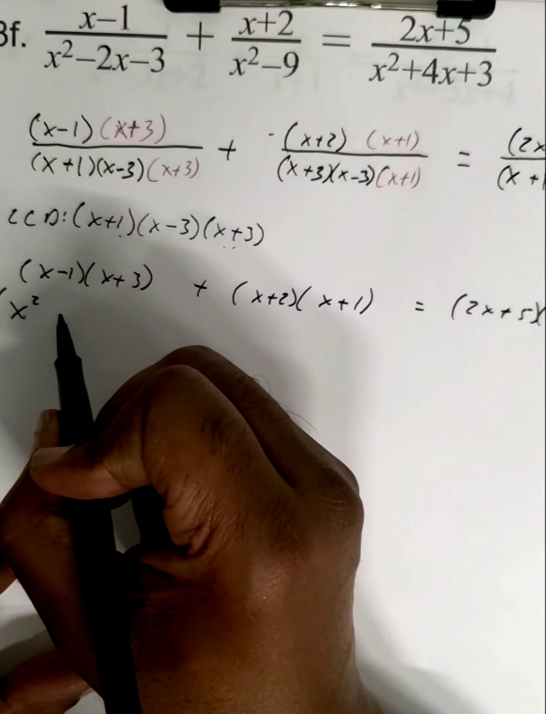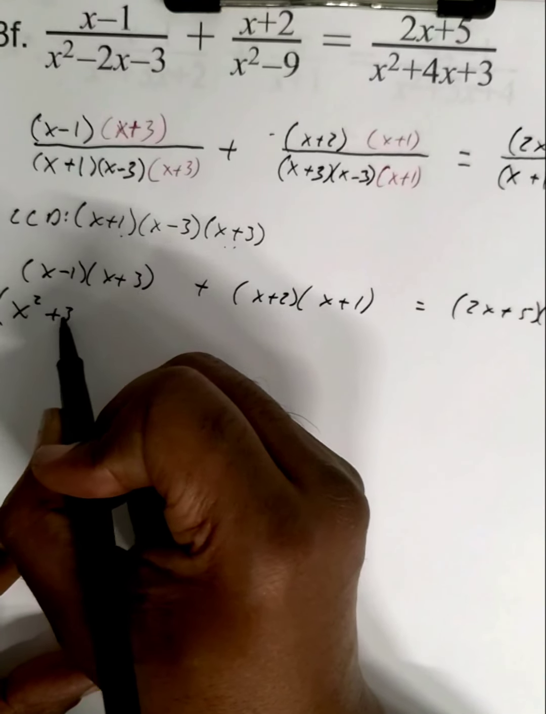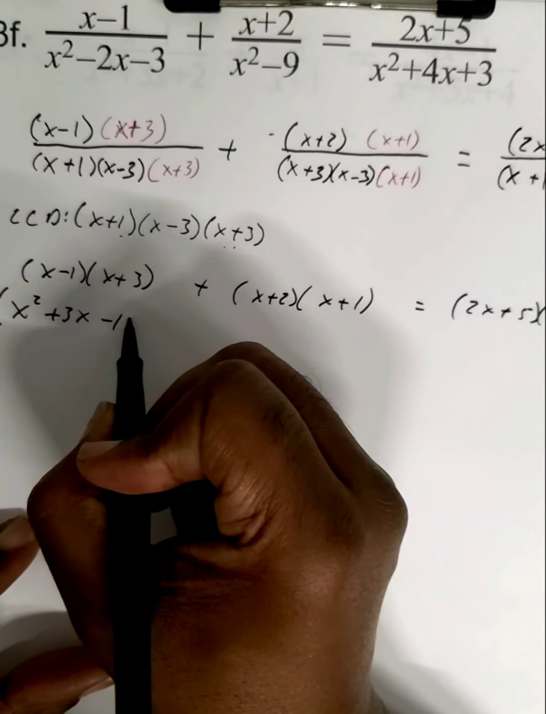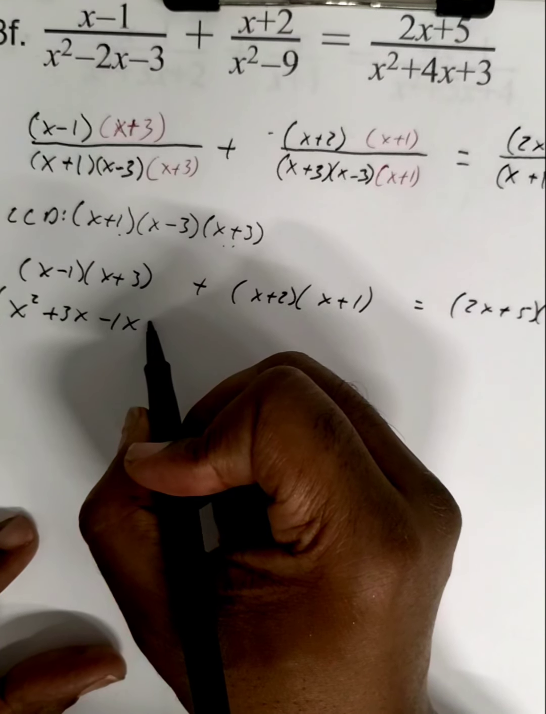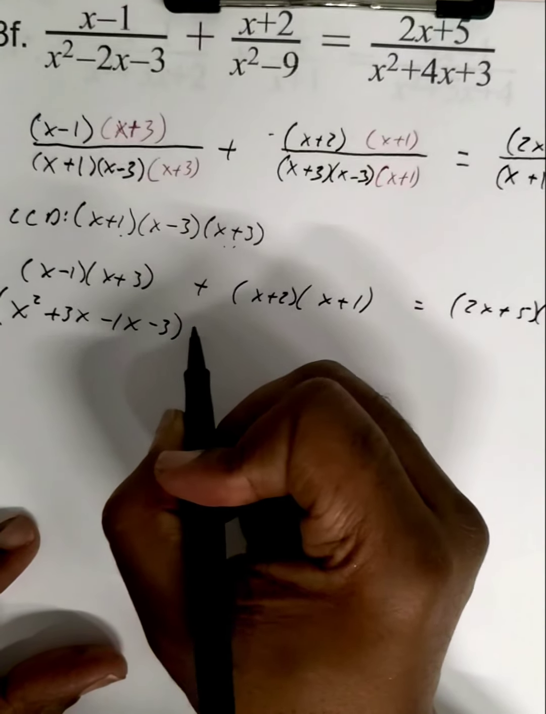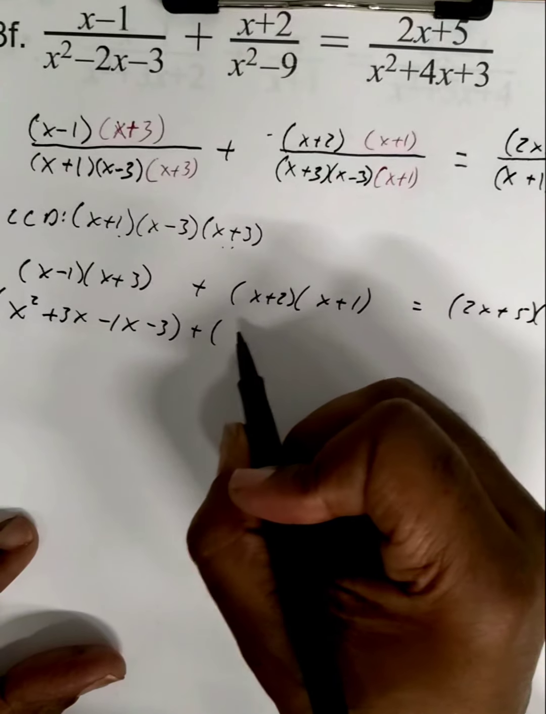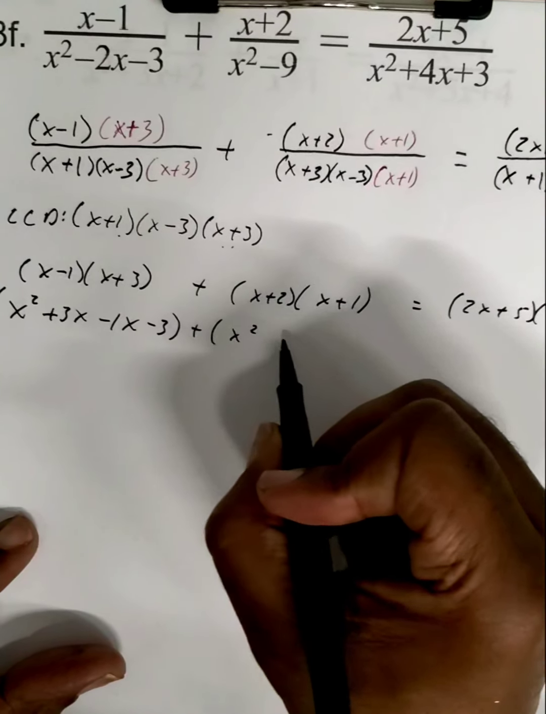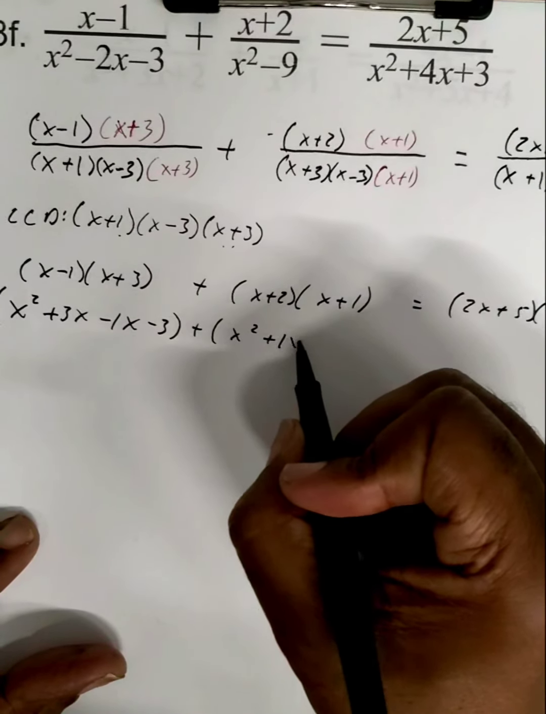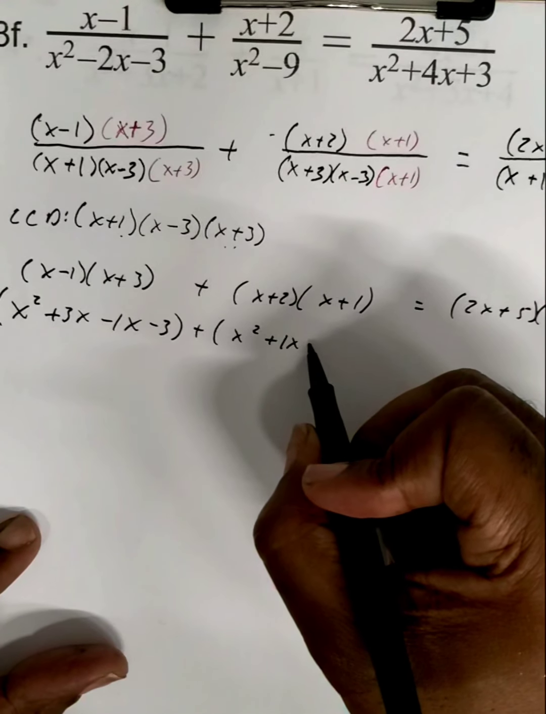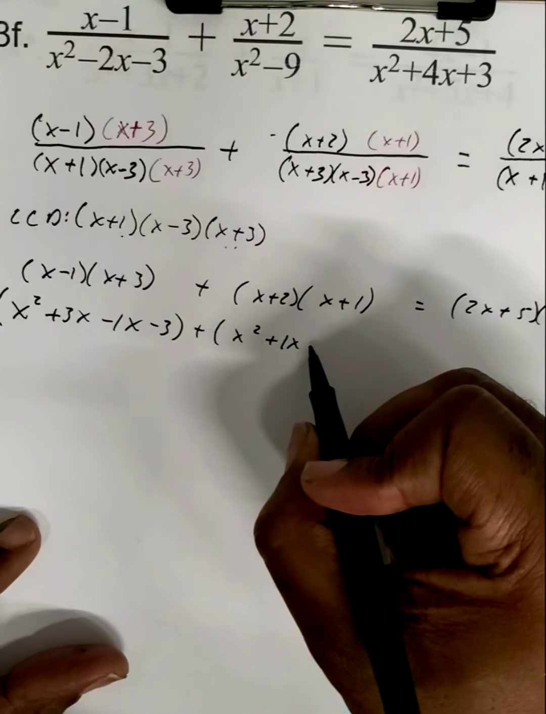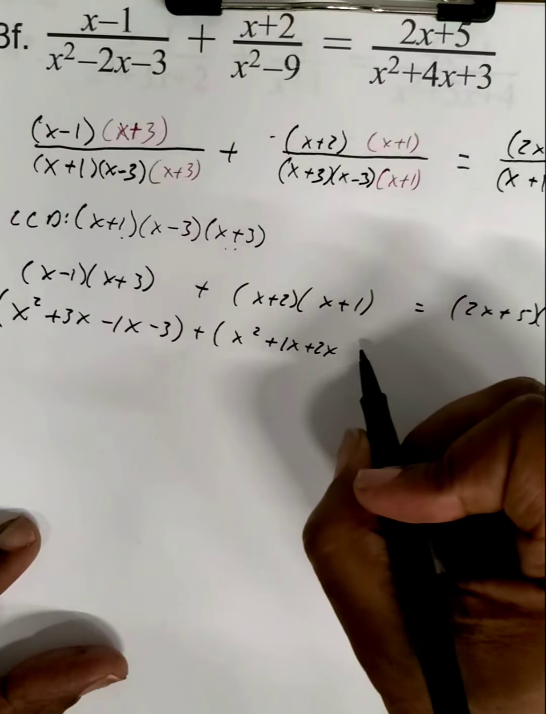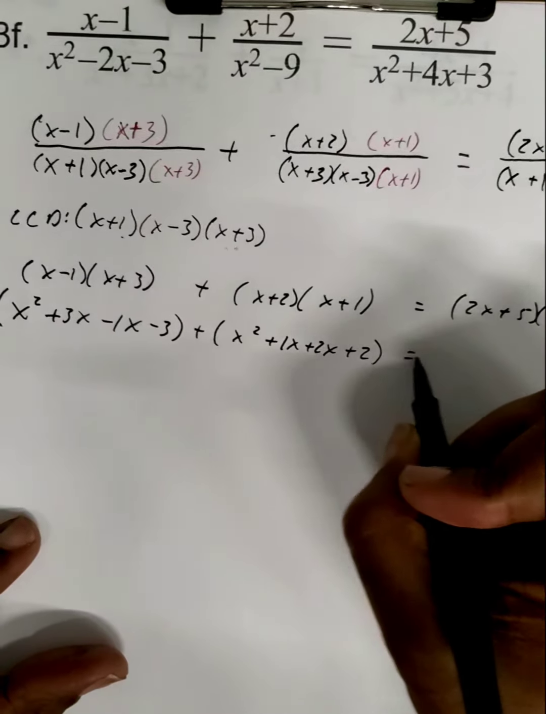So that's first. Outside will be plus 3x. Inside will be minus 1x. And last will be minus 3. Then the next one, first will be x squared. Outside will be 1x. Inside will be plus 2x, and last will be plus 2.